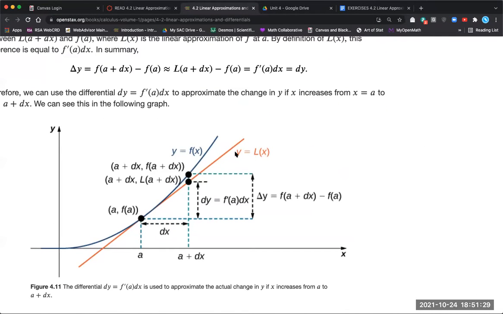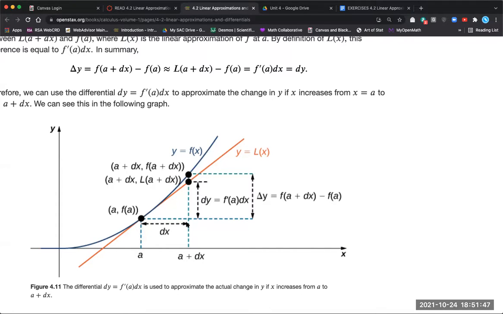You see L of x, y equals L of x, and you have y equals f of x, the original function. And so at this point, here is the equation of the tangent line. And then if you move off of that just a little bit from x, I still want to approximate the blue function using the orange function.